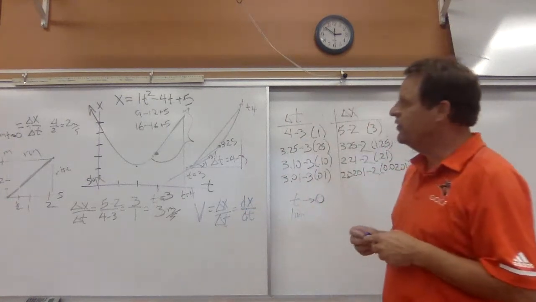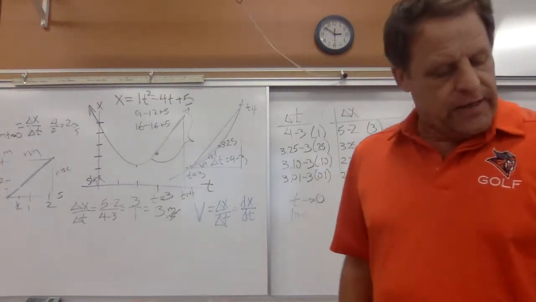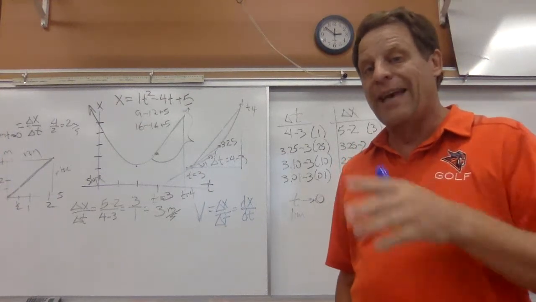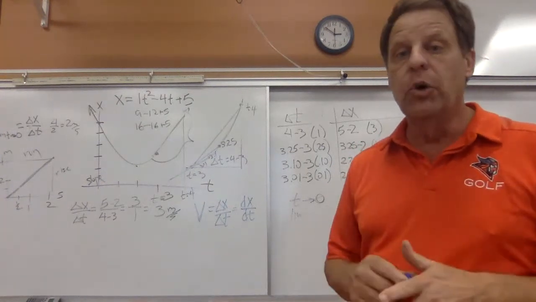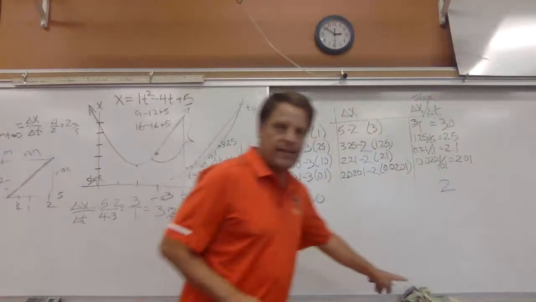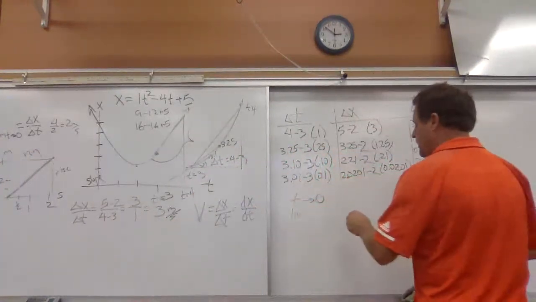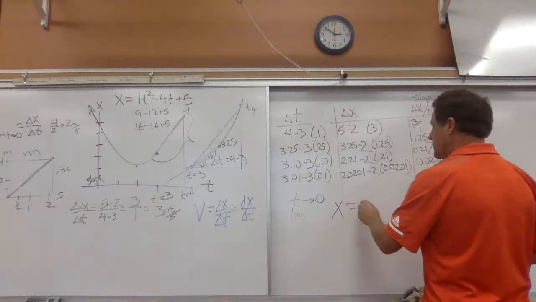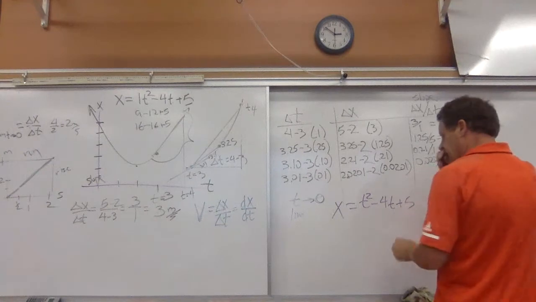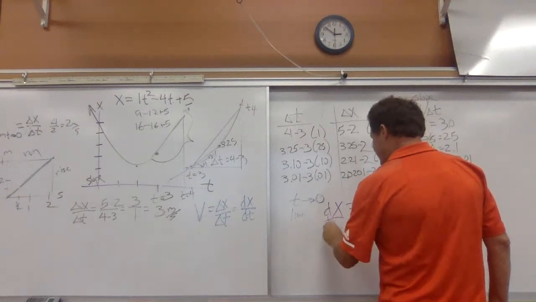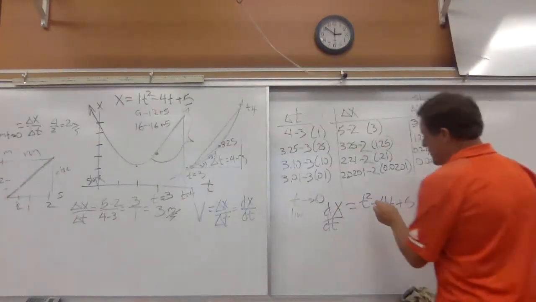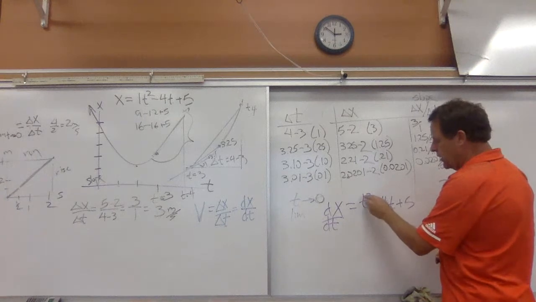Now, what we're going to do is show you the easy way to determine what the slope is at any given point with a polynomial. So we are going to take this original equation and we're going to say x is equal to t squared minus 4t plus 5. And if we go dx/dt, then the rule is we're going to take the variable, which is t, and we're going to look at its exponent.